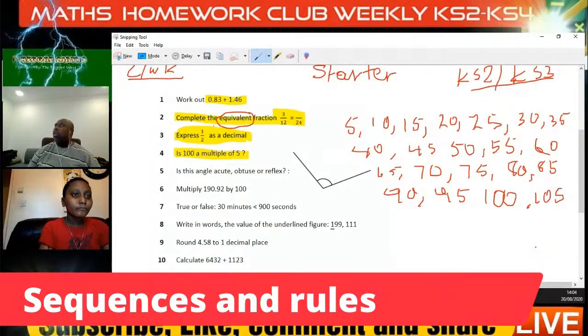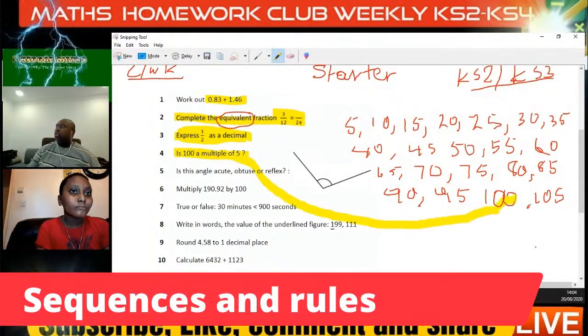So you can see here, the question is 100. Is it in the 5 timetable? Yes, it is. So it's in the 5 timetable. So you understand that? So all of these are multiples of 5.